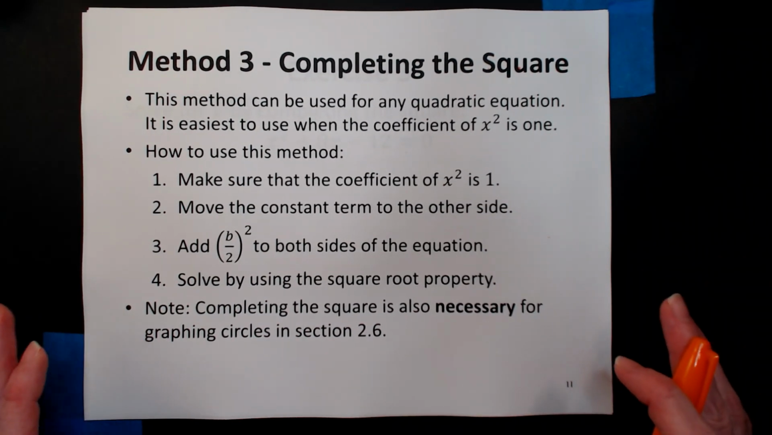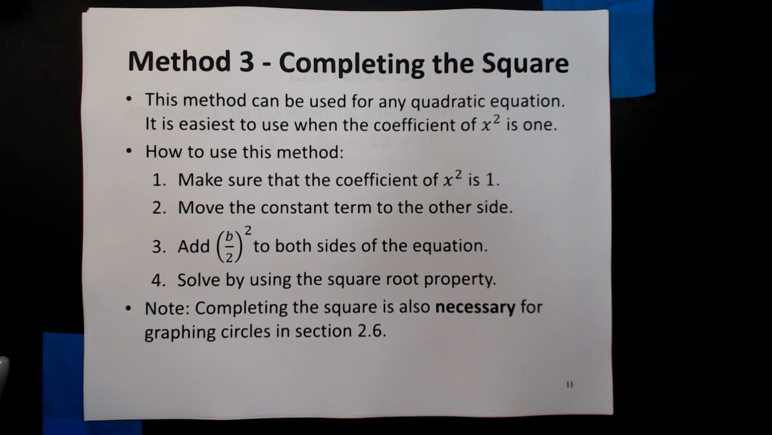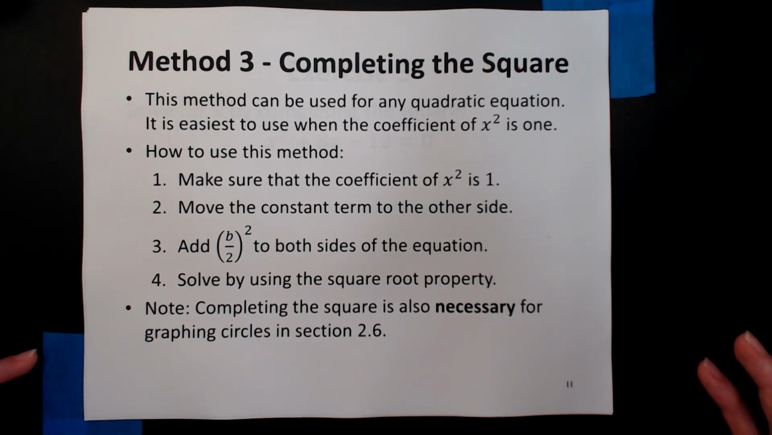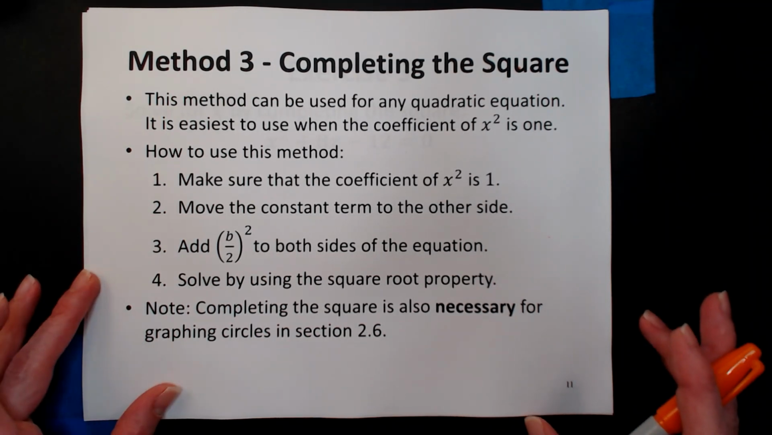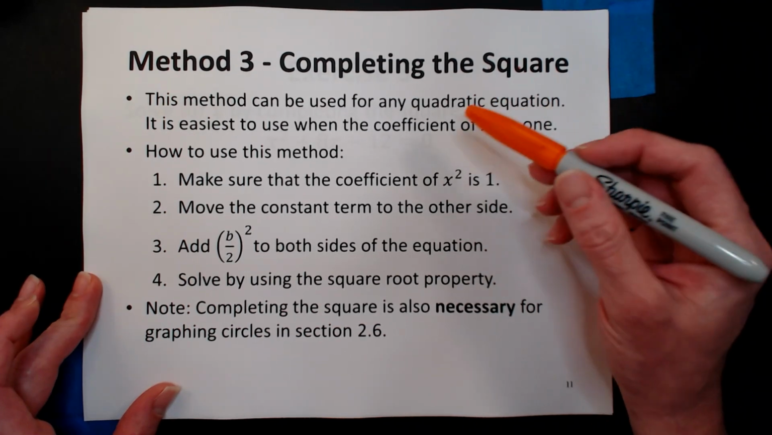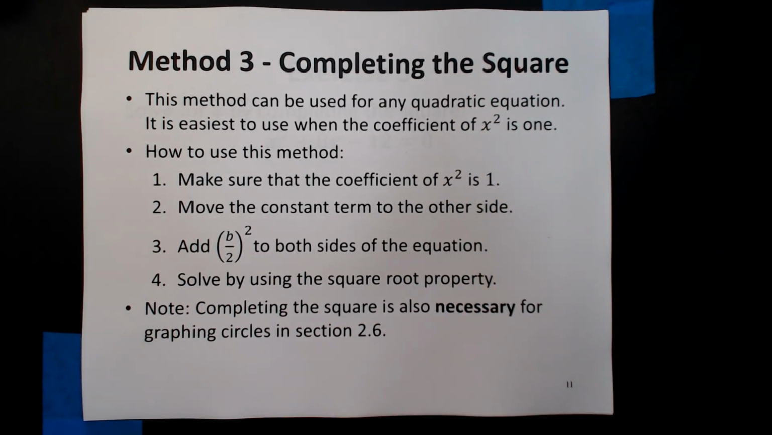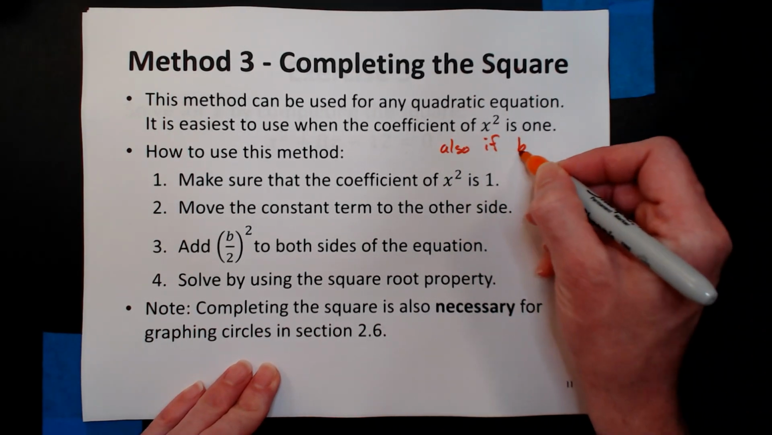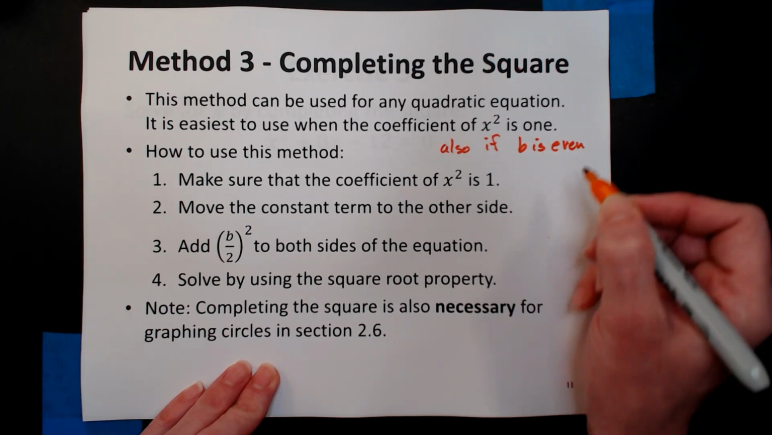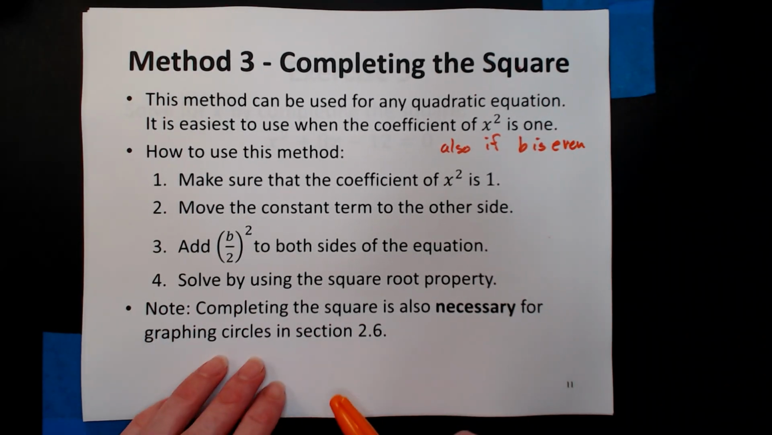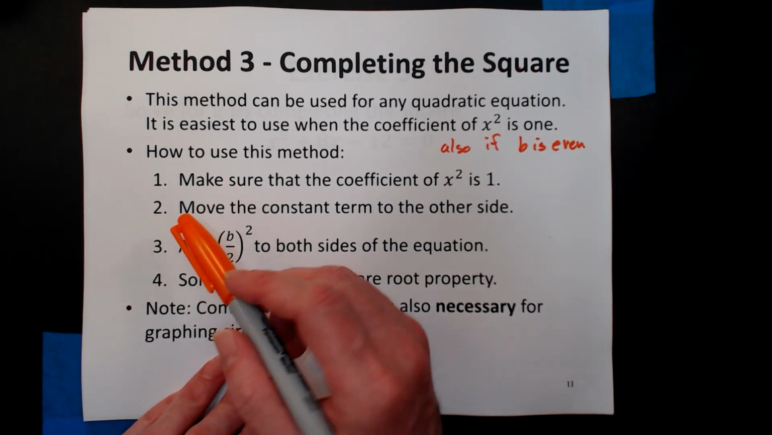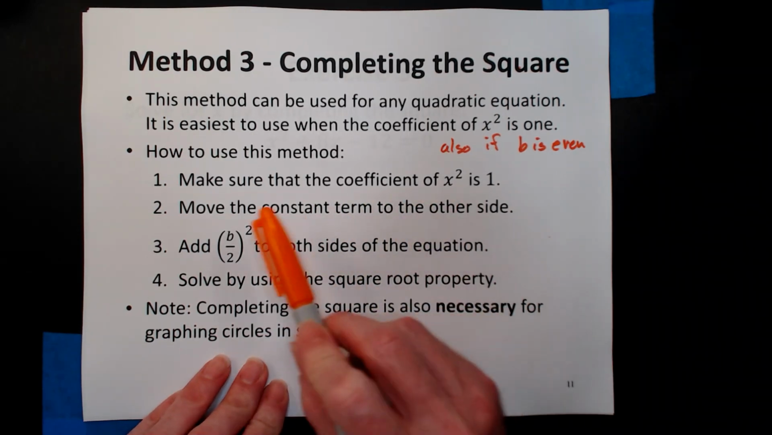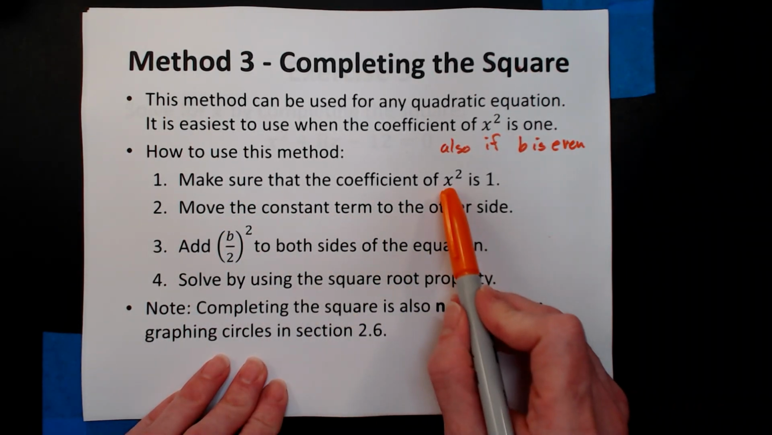Completing the square. So this is how we get the quadratic formula, and this always works. It's just not super useful in a lot of situations because you get fractions back out. This method can be used for any quadratic equation. It's easiest to use when the leading coefficient of x squared is 1. Also, if b is even, it works good. Otherwise, you're going to get fractions back out. Fractions are your friend. To use this method, you need to start by making sure the coefficient of x squared is 1.